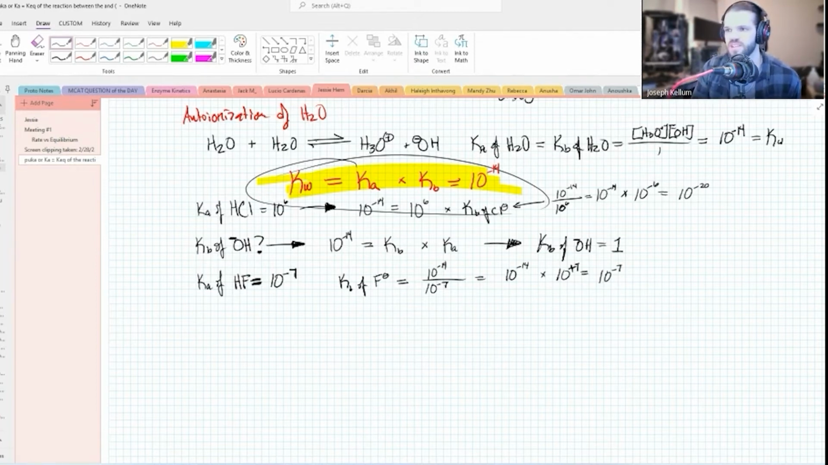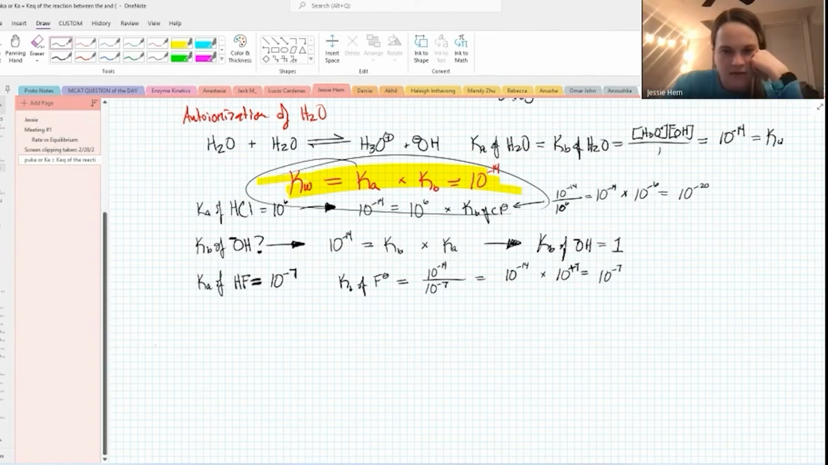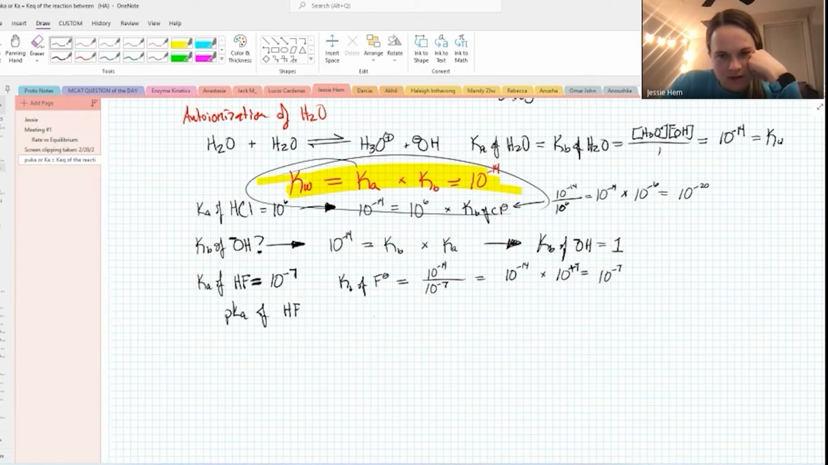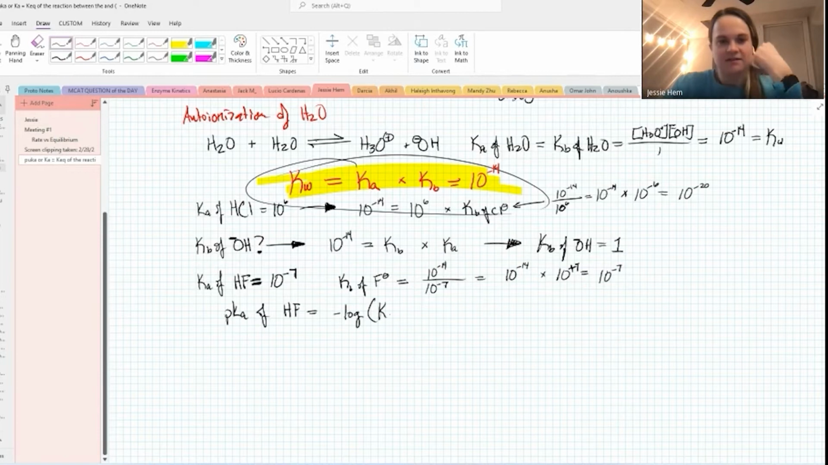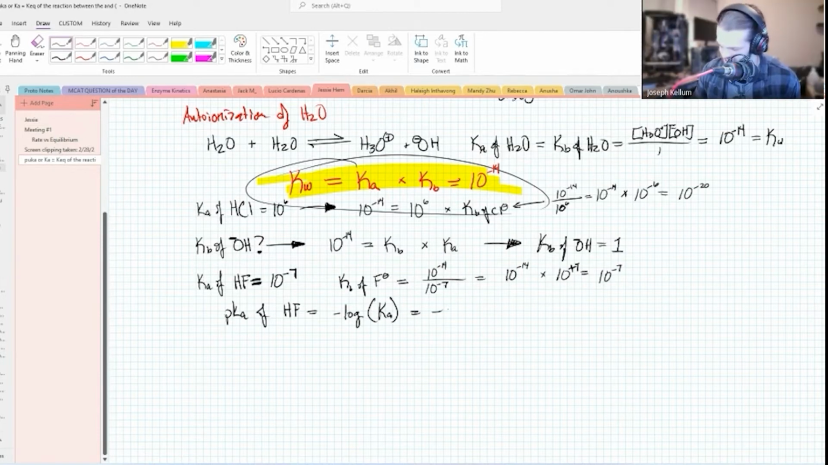So how do you transition between Ka and pKa? Like, what's the pKa of HF? That would be a good question. pKa of HF is the log of Ka. So the log of 10 to the -7, which is just -7. Well, it's the negative log. That's important. So +7. Yeah, exactly. Because it's the negative log of 10 to the -7, which is 7. So the pKa is 7.